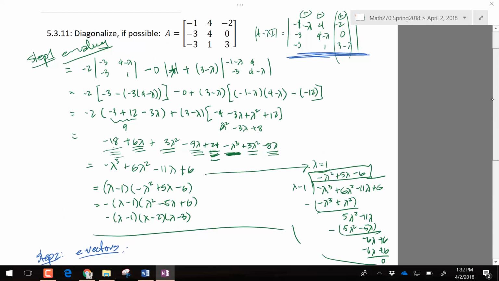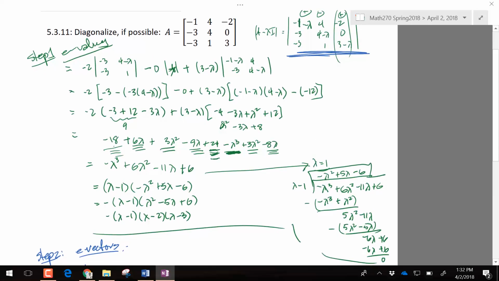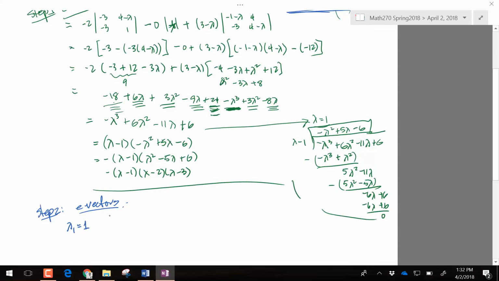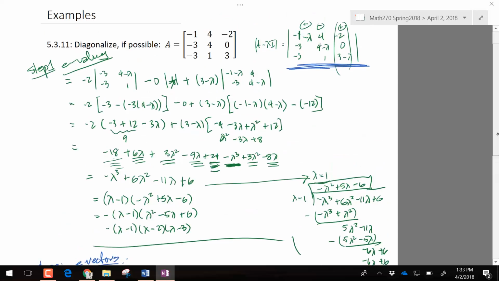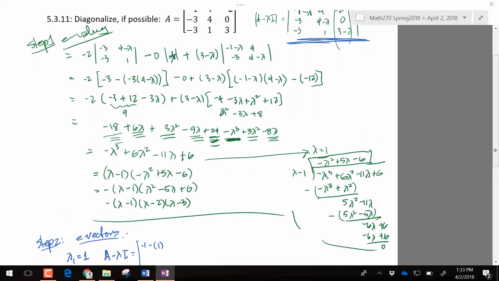And then I'm going to need to look at this again. So that's minus 1, minus 1. So I need the null space for this matrix. So minus 1 minus lambda, 4, negative 2. Then negative 3, 4 minus lambda, 0. And then negative 3, 1, and then 3 minus lambda.